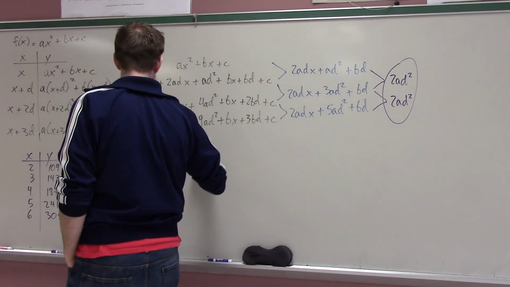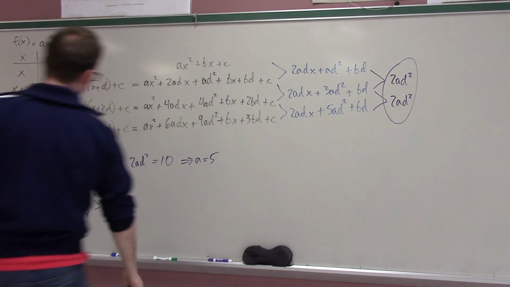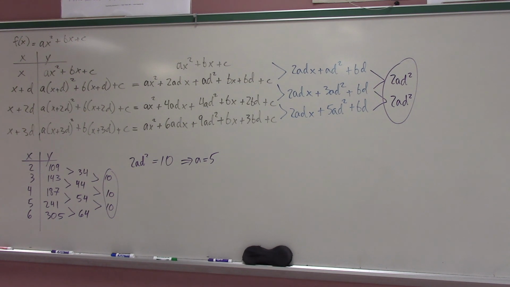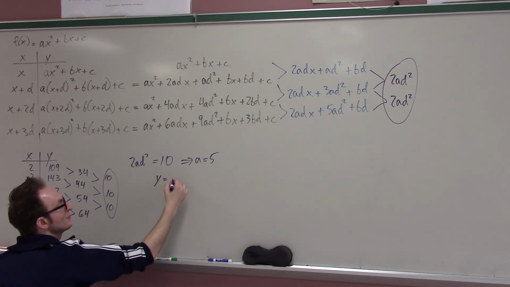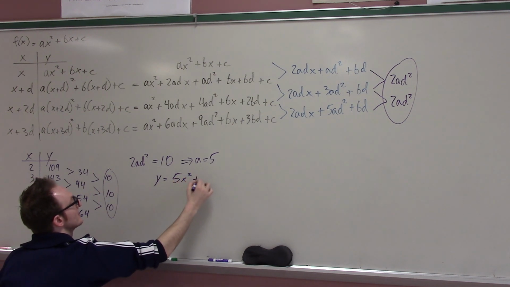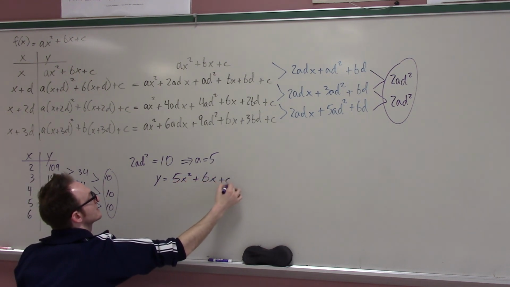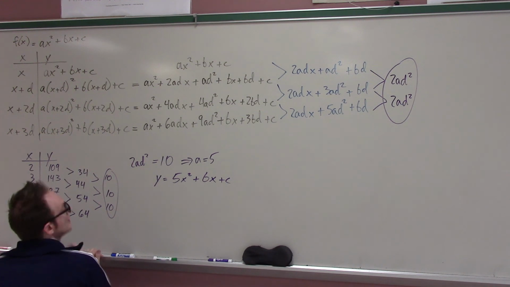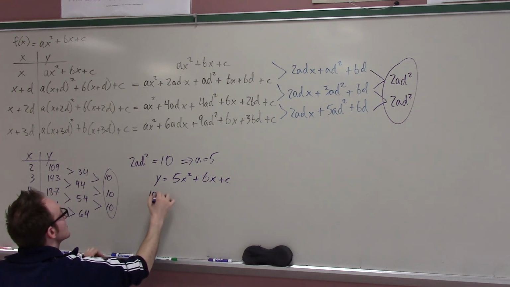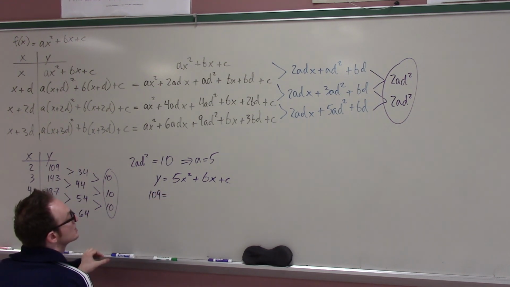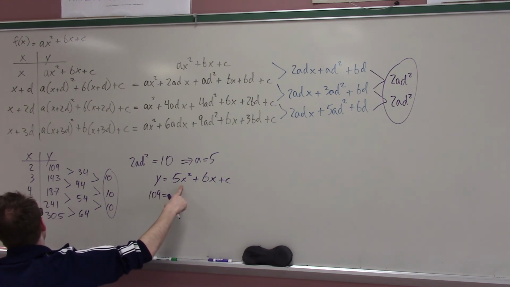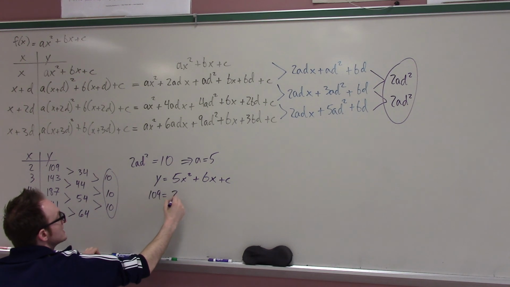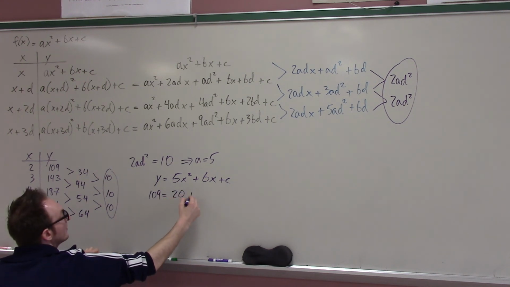And so once you know that a is 5, I don't actually have a system of 3 equations and 3 variables anymore. I have just a system of 2 equations and 2 variables. This tells me that this must be in the form 5x squared plus bx plus c. Now it's just a matter of doing it. I get 109 equals, plug in a 2, and I get 20 plus 2b.